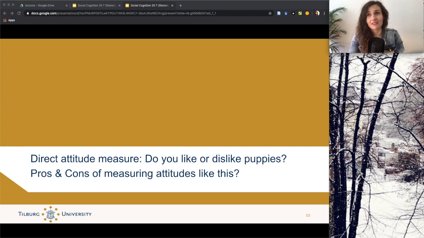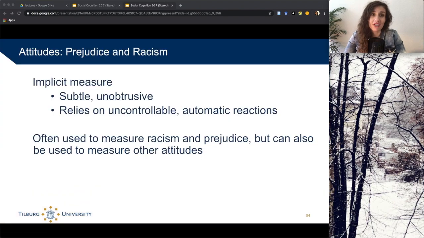So there are a bunch of problems with asking people directly about their attitudes, and that's why some of the research in social psychology has tried to come up with different ways of measuring attitudes. So how could we measure prejudice and racism and problematic attitudes like this, where no one wants to admit that they have them because they're socially super undesirable?